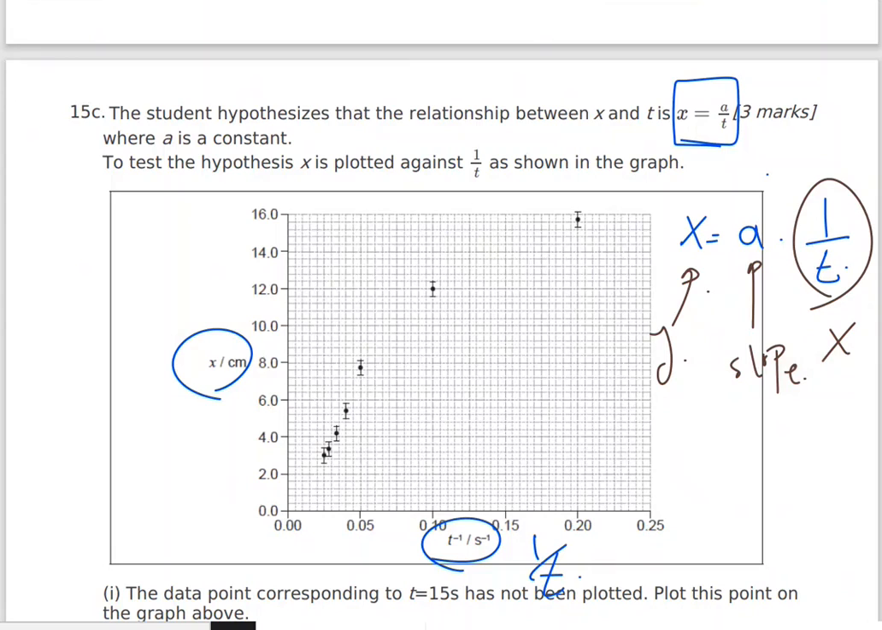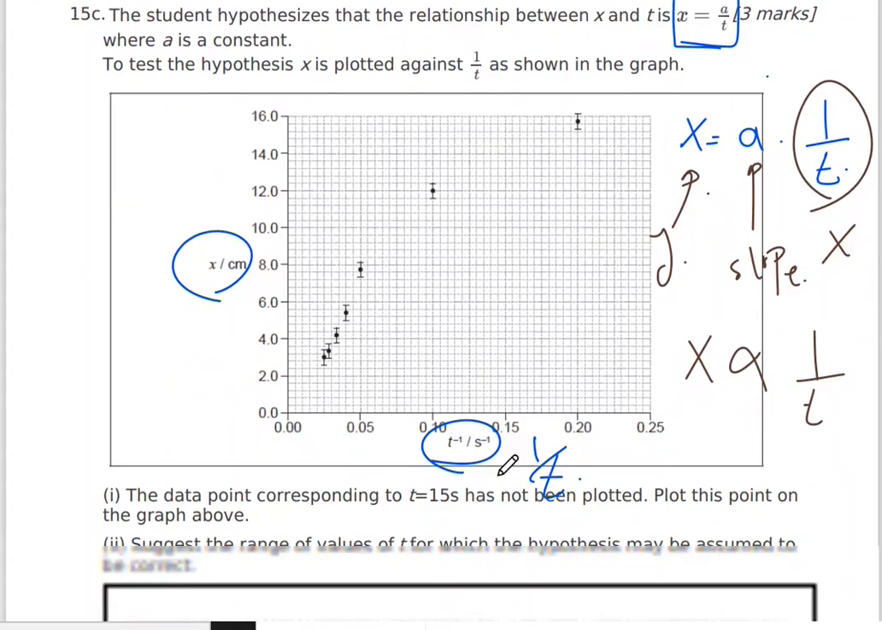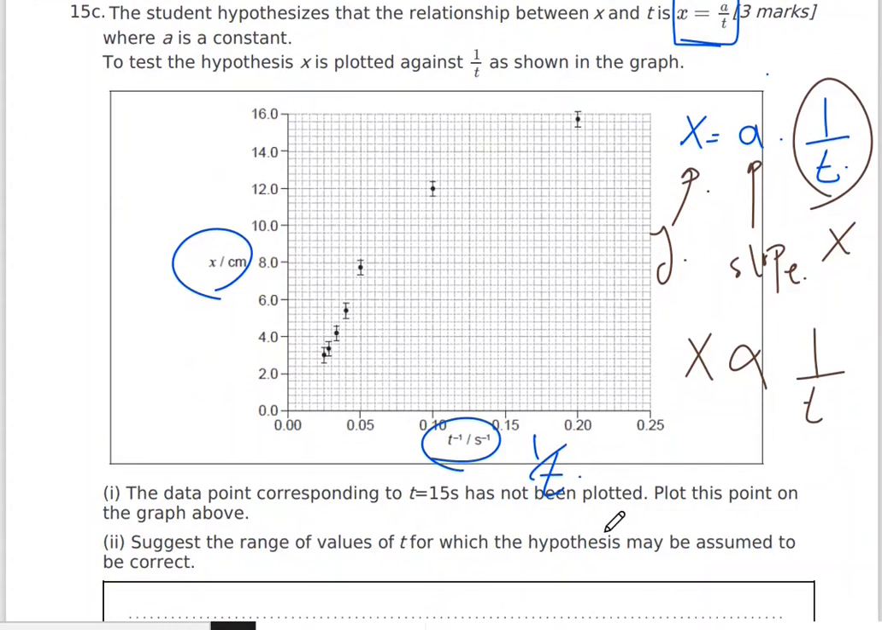Now to test the hypothesis, x is plotted against 1 over t. If x is directly proportional to 1 over t, I should get a straight line. The straight line is not necessarily going to pass through all the points, but at least 3 points, and it should pass through the origin. Now the question is, the data point corresponding to t equal 15 has not been plotted. Plot this point on the graph.